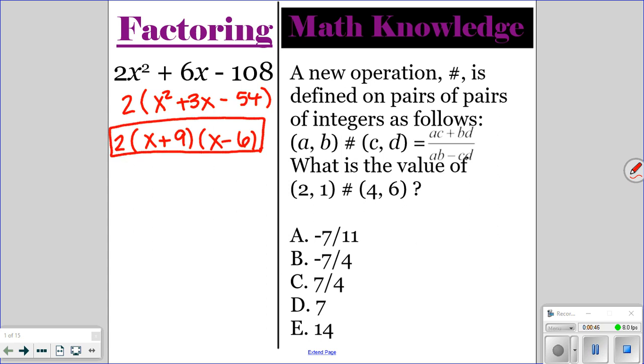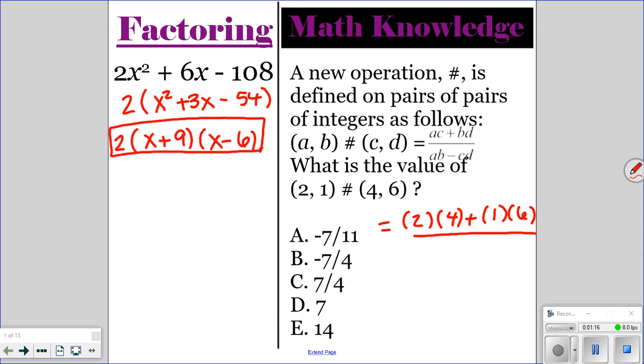Okay, for the math knowledge question, these show up on the ACT kind of often, I feel like. This thing, you're just going to plug it into that formula. And so they give you A, B, C, and D as 2, 1, 4, and 6. So you just plug them into this thing right here. So our A is 2. Our C is 4. Our B is 1, and our D is 6.